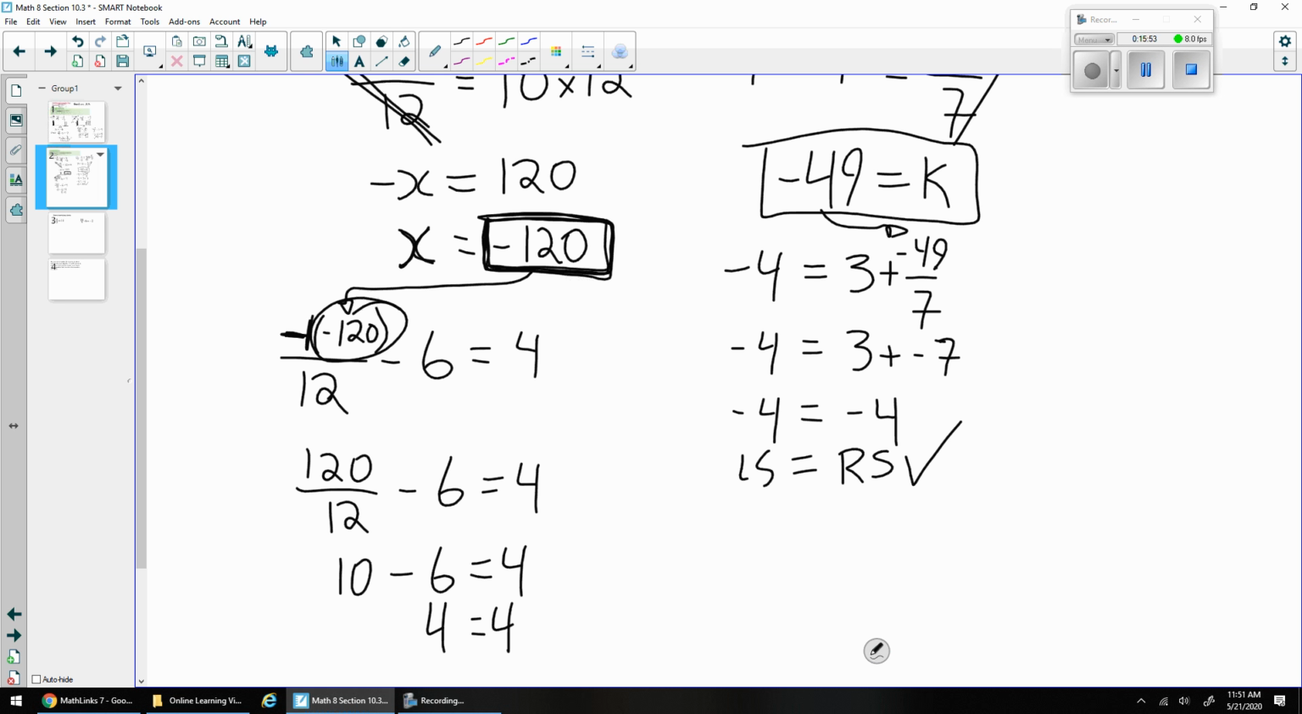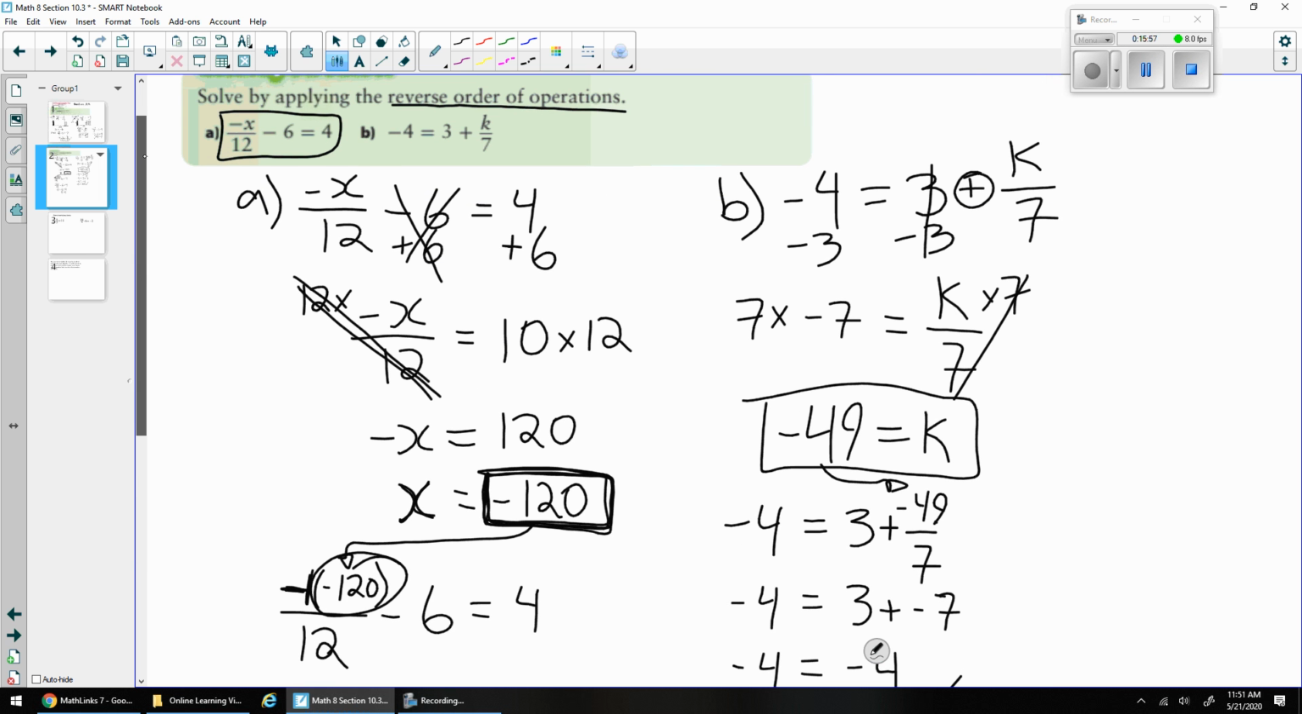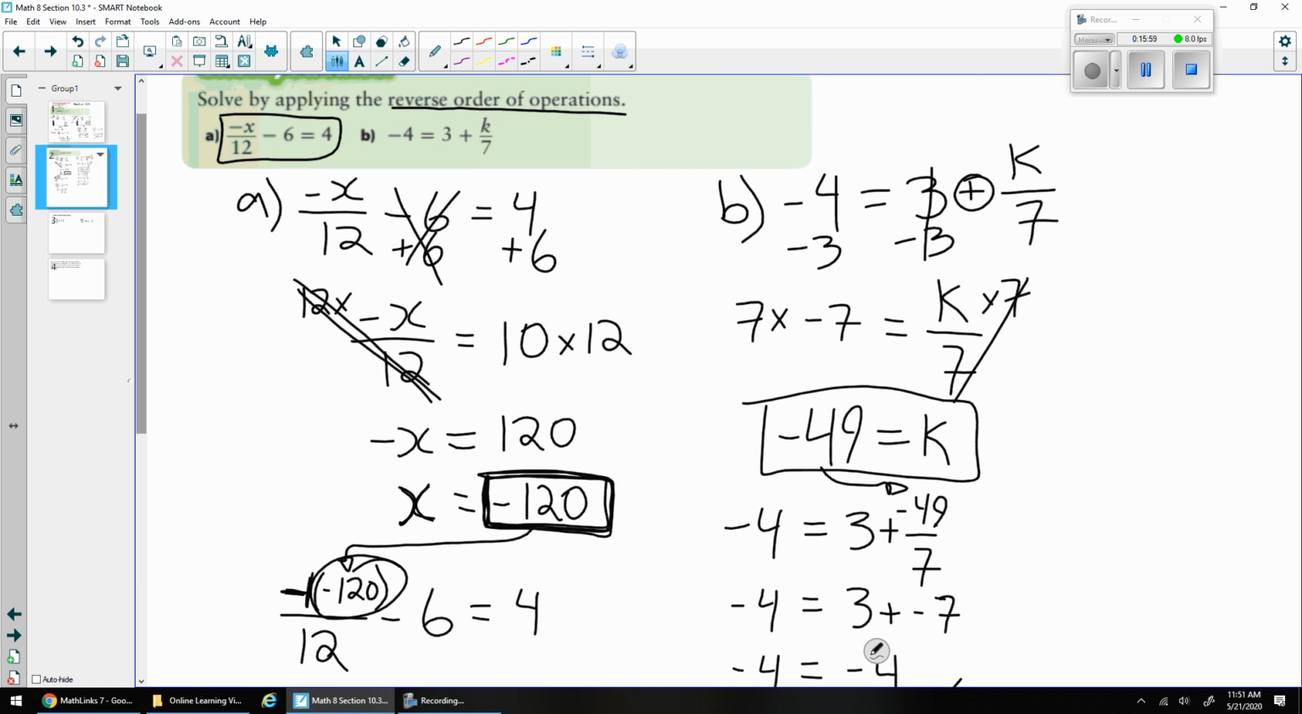Hopefully that makes sense. It is a little bit trickier than what we were doing before, but again, you're just following the same steps. Whatever's being done to x, you need to do the opposite on each side.